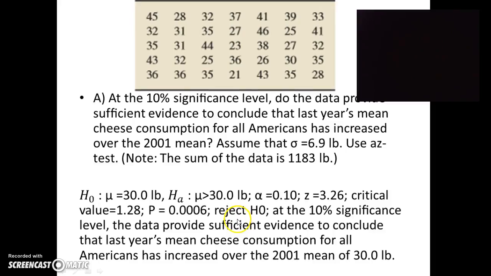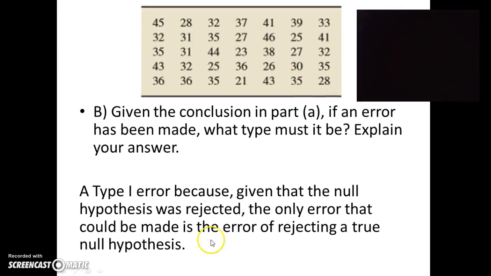When we compare all these, we reject the null at the 10% significance level, and we say that the data provides sufficient evidence to conclude that last year's mean cheese consumption for all Americans has increased over the 2001 mean of 30 pounds. For the same data, given the conclusion in part A, if an error has been made, what type of error would that be? It's definitely a type 1 error because the null was rejected, and the only error that could be made is rejecting the true null hypothesis.